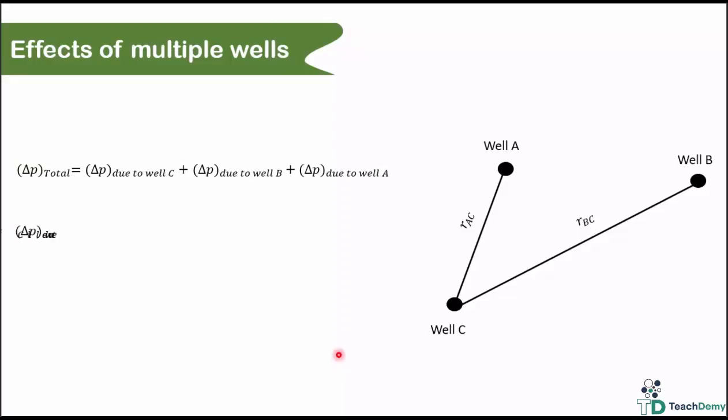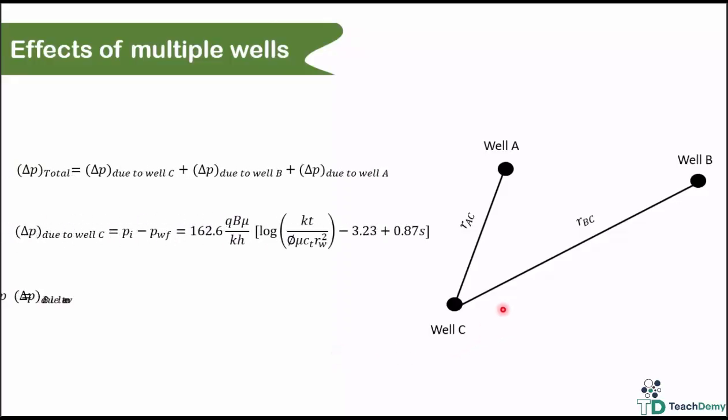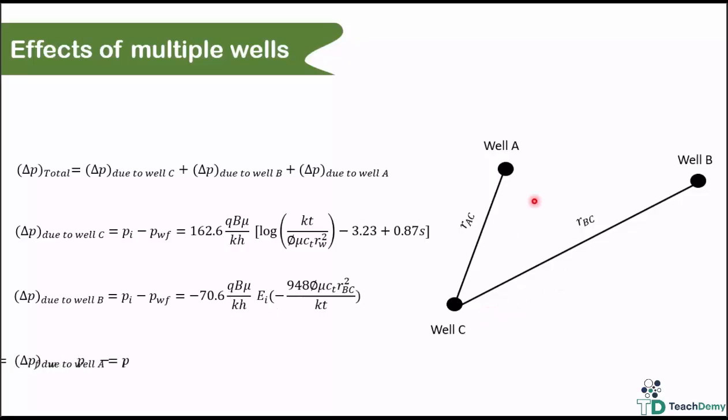Let's illustrate this with a practical example. Imagine we have three wells, well A, B, and C. Our aim is to calculate the pressure drop at well C. As we know, wells B and A also influence well C, and this effect must be included in our calculation. According to the principle of superposition, the total delta pressure at well C is equal to the sum of the pressure contribution from well C itself and from the other two wells.